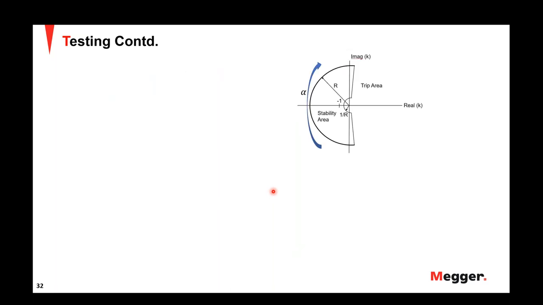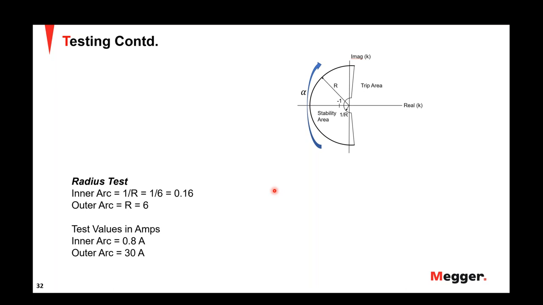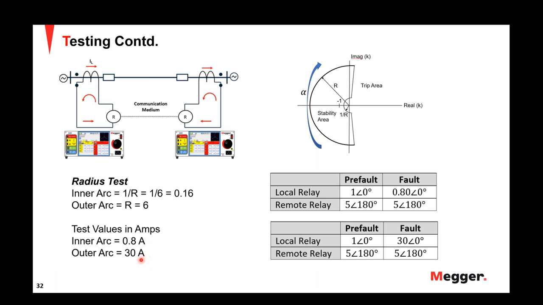And next we'll talk about the radius test. Like we saw, the R setting was 6. So we have 1/r as 0.16 here, and the outer arc is 6. Based on these settings, the values in amps are 0.8 amps and 30 amps for these arcs. I have put in here the table showing the pre-fault and the fault values. Of course, like I said before, you can have multiple fault states.